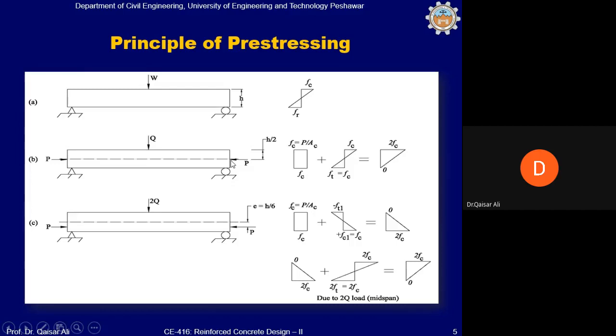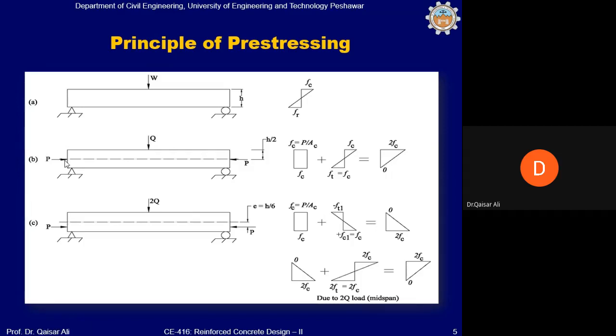And how can this be done? As I said earlier, we can pass a cable through the formwork. We can anchor the cable on one side and stretch it on the other side, and then keep this cable in a stretched position, pour the concrete in the formwork, and when the concrete attains its full strength, we cut the wire on both sides. When the wire is cut on both sides, the wire will tend to regain its original length, and in this effort, it will start pushing the beam.